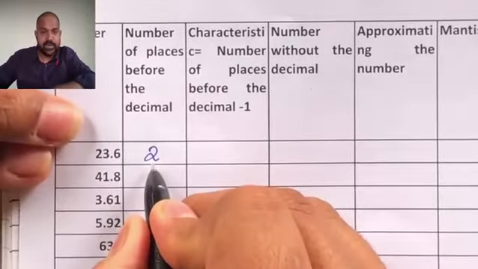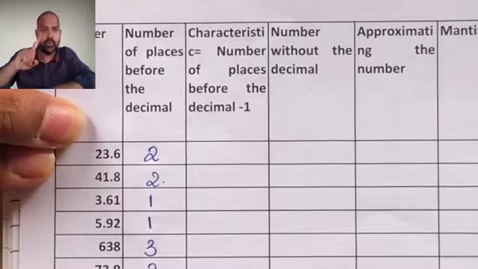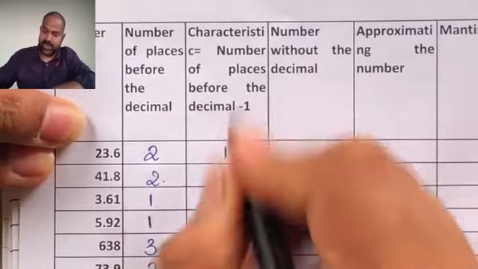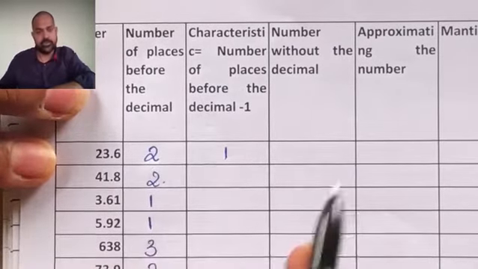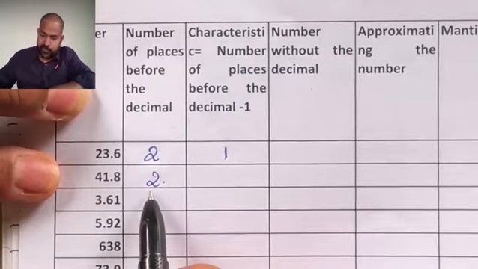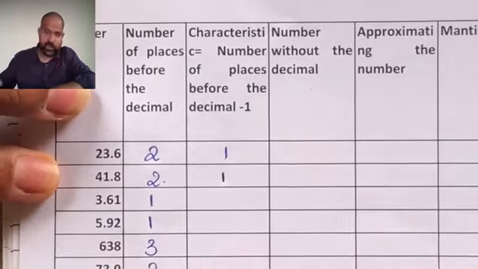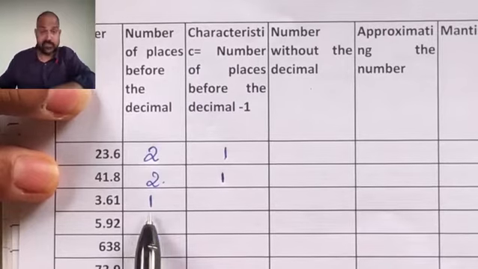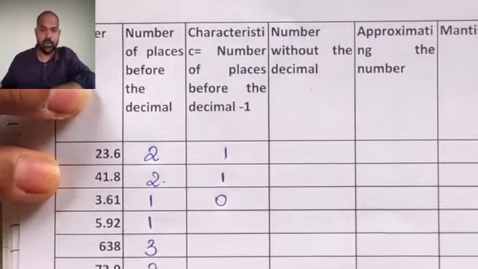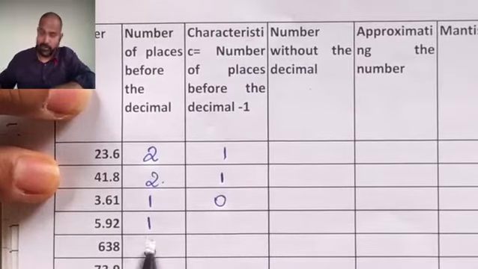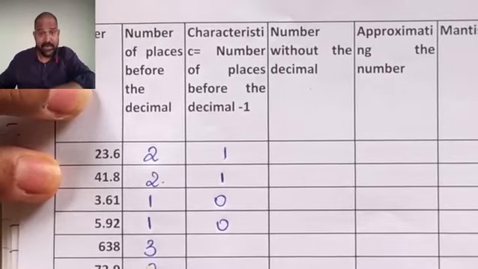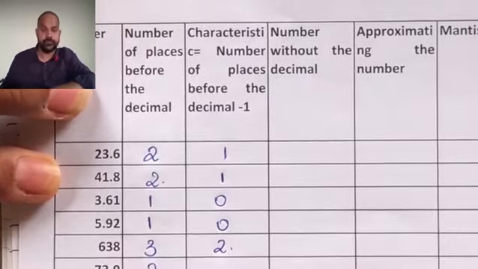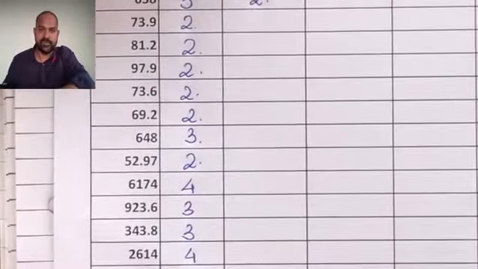2 places before the decimal, 2 minus 1 is 1. So characteristic is 1. Number of places before the decimal is 2, minus 1 is 1. Number of places before the decimal is 1, minus 1 is 0. Number of places before the decimal is 3, minus 1 is 2. Let's continue. All you have to do is subtract 1 from number of places before the decimal.